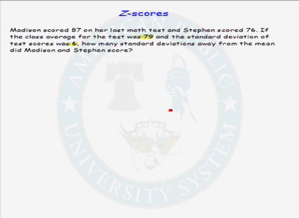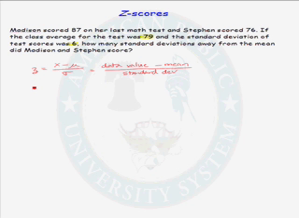A z-score tells us how many standard deviations above the mean or how many standard deviations below the mean a particular data value falls. The formula for a z-score is you take the data value, you subtract the mean, and you divide by the standard deviation.